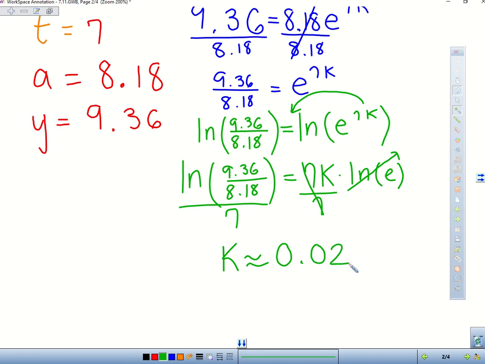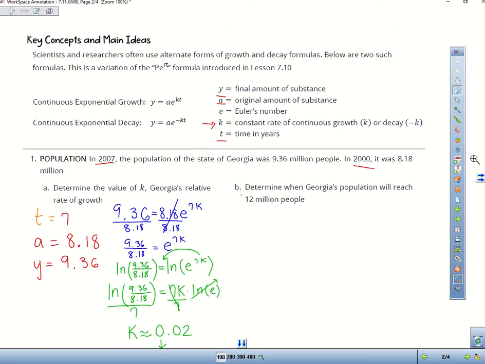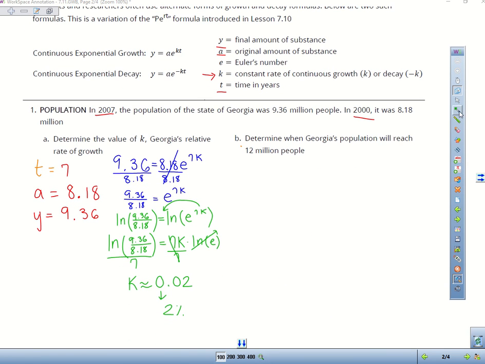So if I want to convert this rate into a percentage, what would it be? 2%. Okay. So we just found the value of k. So let's say we wanted to rewrite this formula so that we have the general formula for population growth in the state of Georgia. Well, I'm going to write it over here because we're going to use it for this next problem. They want us to use the information we just came up with from part A to figure out what Georgia's population will be or when it will reach 12 million people.